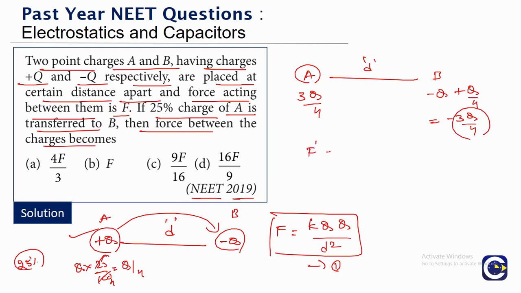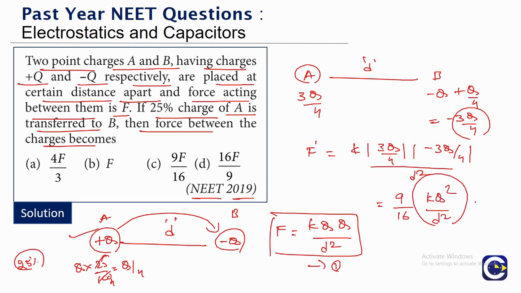Now let us say the force is F dash. F dash is K into modulus of the first charge into modulus of the second charge divided by D square. The distance is not changing, by the way. So we have 3 by 4 into 3 by 4. This is also a modulus, meaning only the absolute value will be taken, right? So 3 by 4 into 3 by 4 is 9 by 16 into KQ square by D square. What is this KQ square by D square? It is F, from equation 1. So 9 by 16 into F, that is our F dash.